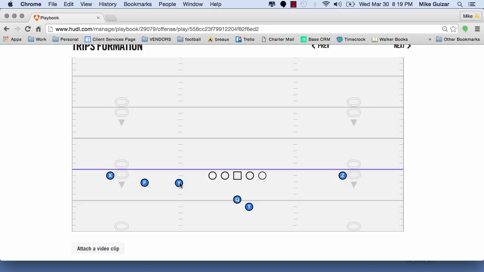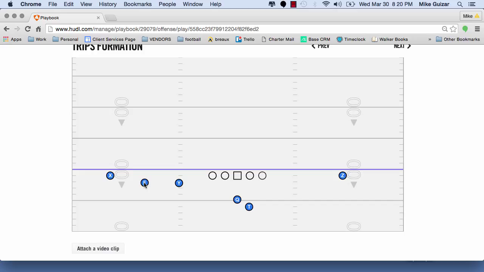Now, the alignment of the trip side is a little different than it was in spread and flex. The reason for that is we have three receivers now occupying the same amount of space, so we want to spread them out more. So X now is at the top of the numbers. Y is on the hash, and F is splitting the distance. Now this is tentative because we may find that with certain guys at certain spots, it's better to have them closer to one guy or farther from another. But for all intents and purposes, for now, X is on top of the numbers, Y is on the hash, and F is splitting the distance.